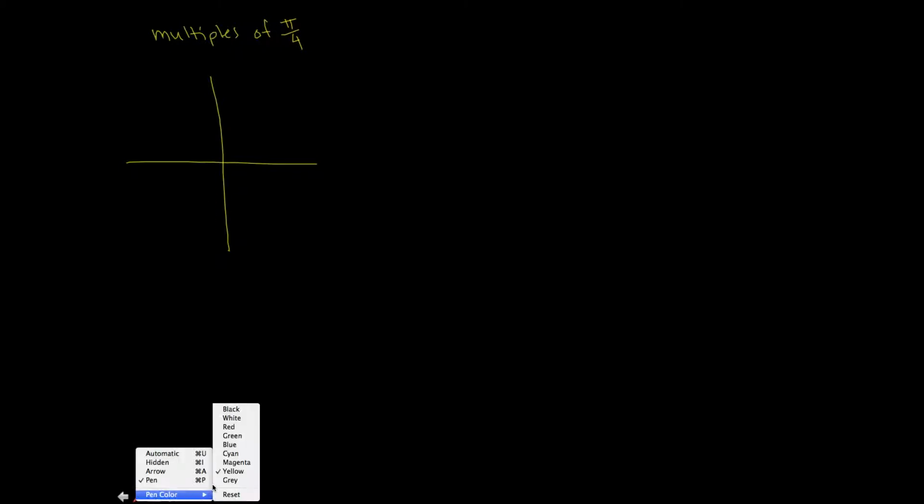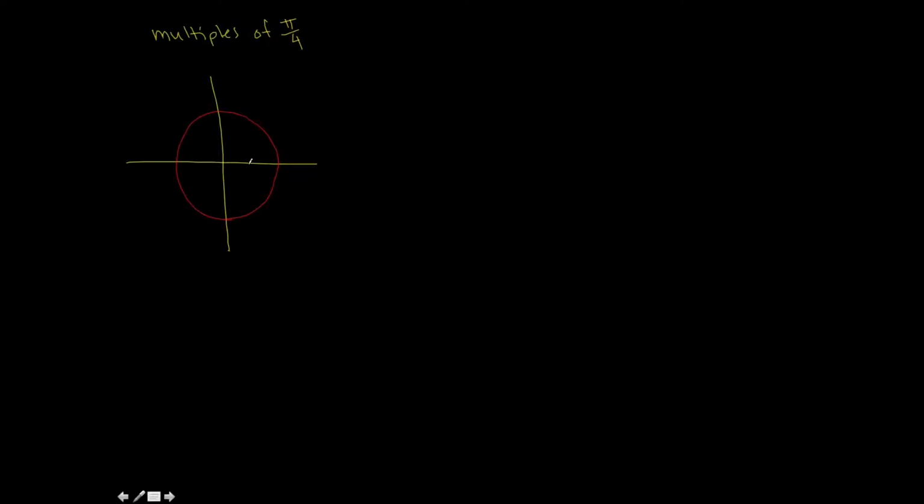So we found the quadrantals, but we can also calculate some other ones or figure out the exact values of some other trig functions without the use of a calculator as well. Okay, so for instance, the multiples of pi over 4. We have our unit circle here, and it looks like this.